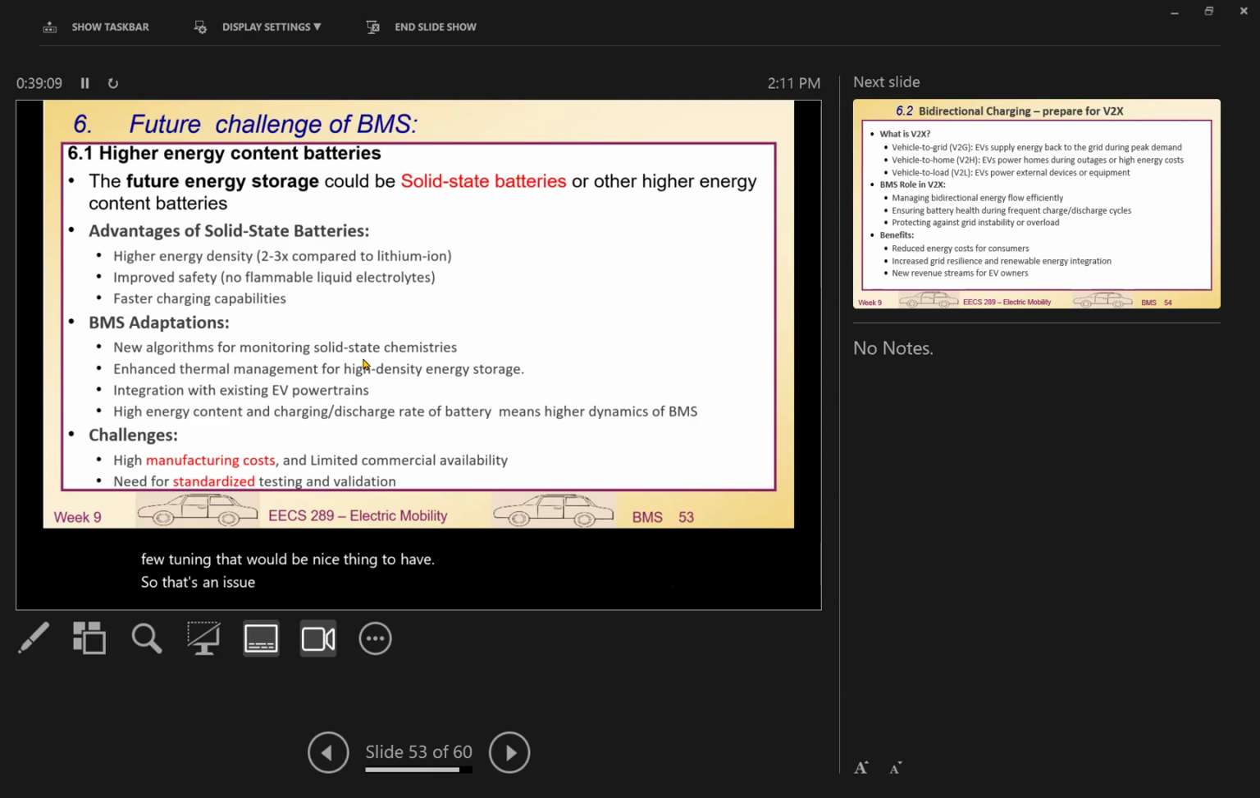All our research is tailored to the future, because we know that solid-state batteries will come out in a few years in the commercial market. You can see that the density will be a few times higher, with better safety and a much faster charging rate. So the BMS needs to accommodate that.